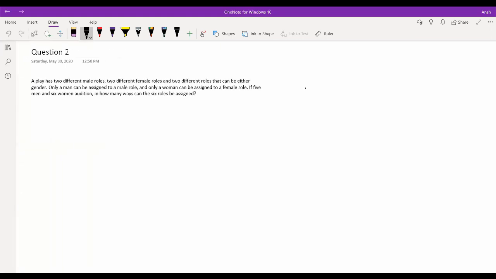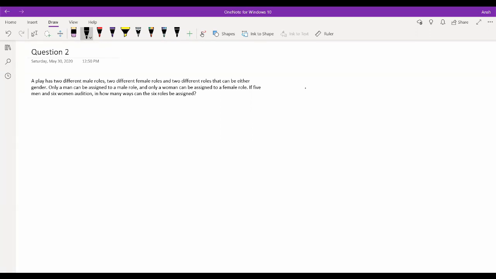All right, so our next question is a bit more complicated. A play has two different male roles, two different female roles, and two different roles that can be either gender. If 5 men and 6 women audition, how many ways can the 6 roles be assigned? And at first, this problem may seem confusing due to the gender and neutral roles. However, we can avoid this.